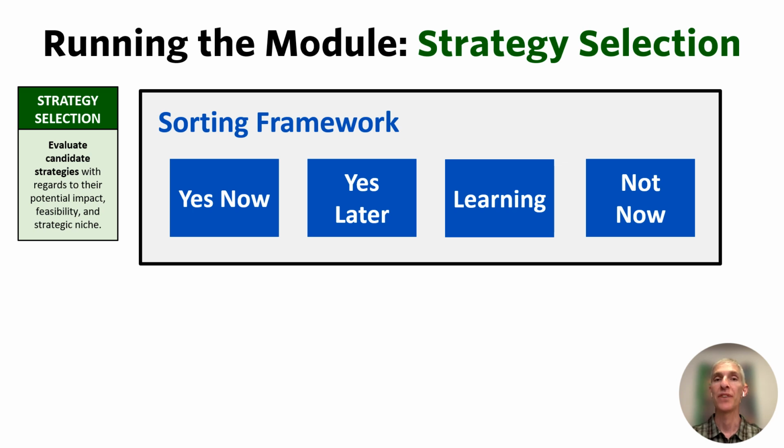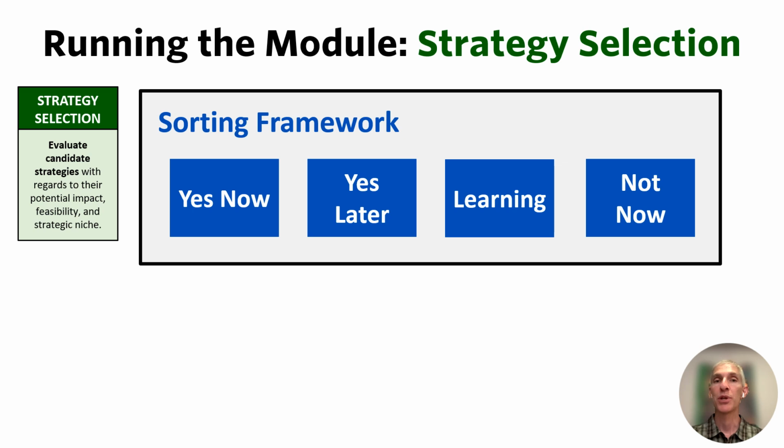The 4 options are as follows: yes now, meaning conditions are right to move this work forward; yes later, meaning this work is a good idea, but one or more key enabling conditions are not in place, and it's best to wait until those conditions are present to move the work forward; learning, meaning this work has strong potential, but there are substantial uncertainties, and the team should focus on learning activities to clarify if it's worth pursuing or not. And finally, not now, meaning now is not the time to pursue this work because enabling conditions are not present.